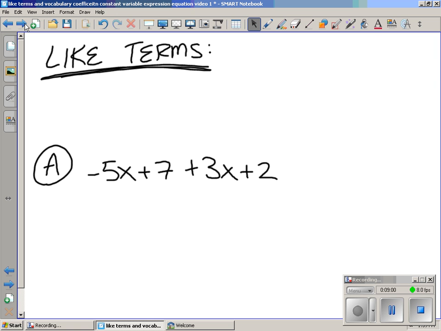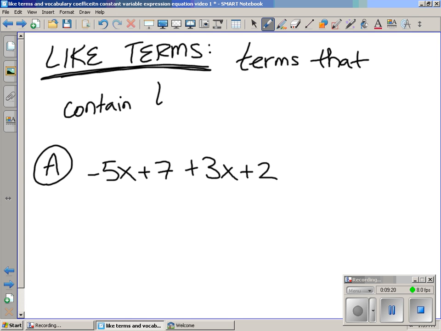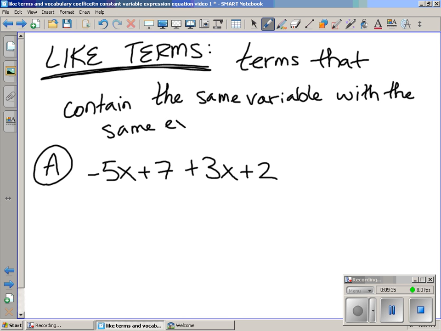Now that we've defined what a term is, we want to think about what like terms are. Like terms are terms that contain, or you could say have, the same variables with the same exponents. You'll understand this better as we go through the examples.